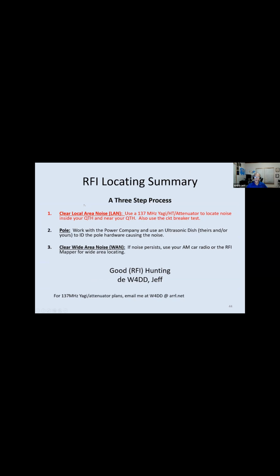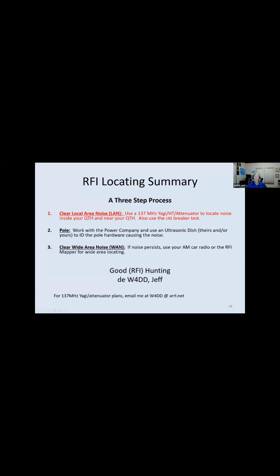So just to summarize, what do I do for noise problems? I try and clear the local area noise. I call it LAN, L-A-N, using the Yagi and the attenuator and the HT. You want to make sure your own QTH is clear and very close to your QTH. If it's a pole problem, I'll work with the power company and use either their dish or my dish to locate the problem on the pole. And power line problems probably account for 80% of the noise issues I work.